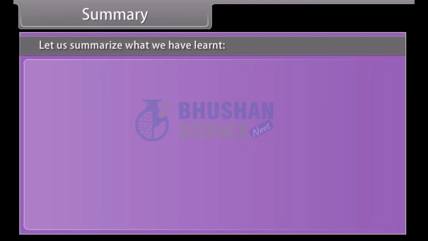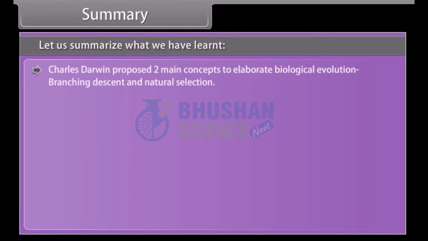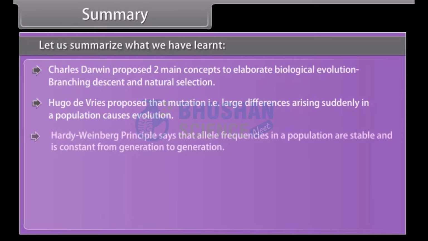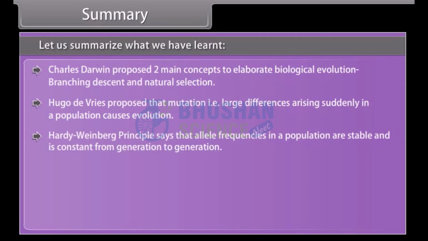Summary. Let us summarize what we have learned. Charles Darwin proposed 2 main concepts of biological evolution: branching descent and natural selection. Hugo de Vries proposed that mutation, that is, large differences arising suddenly in a population, causes evolution. The Hardy-Weinberg principle says that allele frequencies in a population are stable and constant from generation to generation.